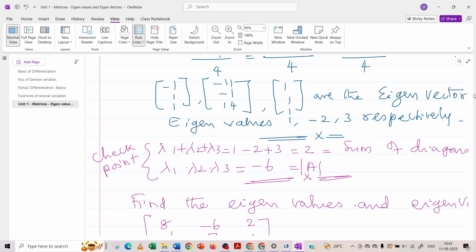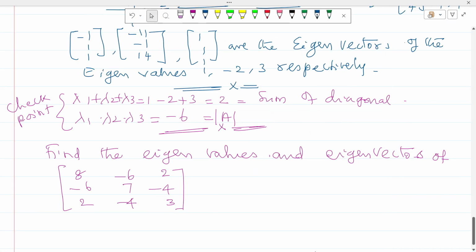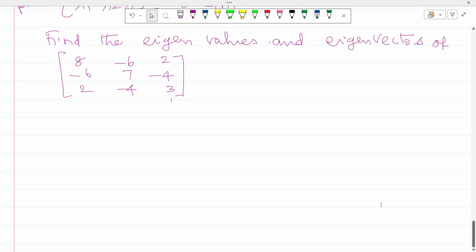Welcome back. You can see the matrix 8 -6 2, -6 7 -4, 2 -4 3. It is a symmetric matrix.